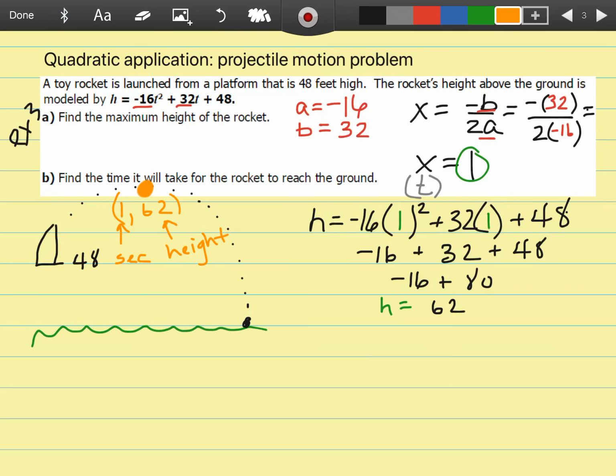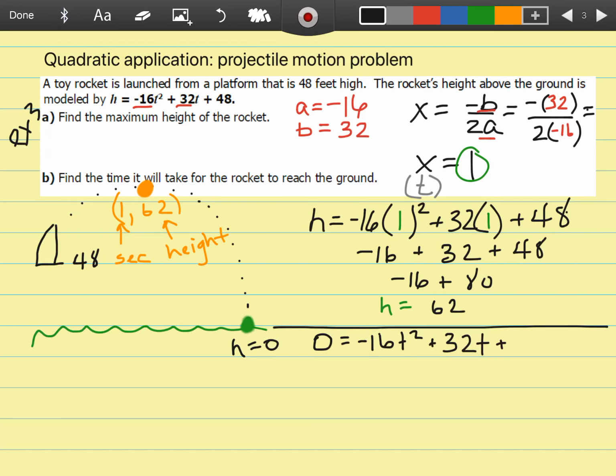Part B, what time will it take for the rocket to reach the ground? Well, when the rocket hits the ground, it's going to be down here. Okay, you have to think about what is the height when you're on the ground. The height when you're on the ground will be 0. So h equals 0. So what I'm going to do for part B is I am going to put a 0 into the original equation where the h is. Okay, so I'm going to draw a line. Instead of h equals, I will put 0 equals negative 16 t squared plus 32t plus 48.